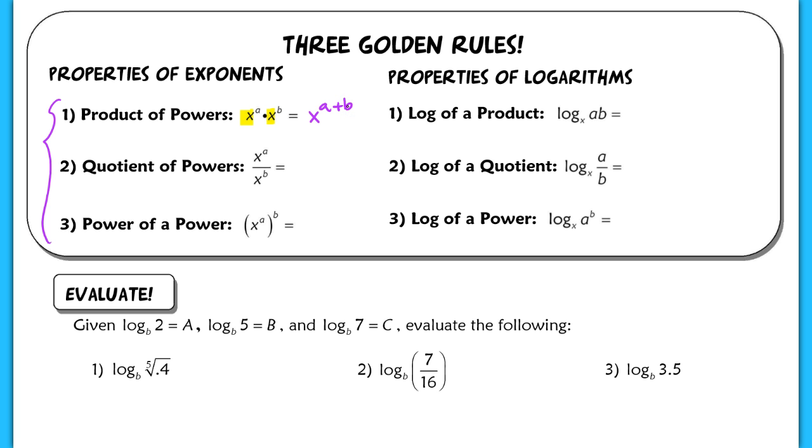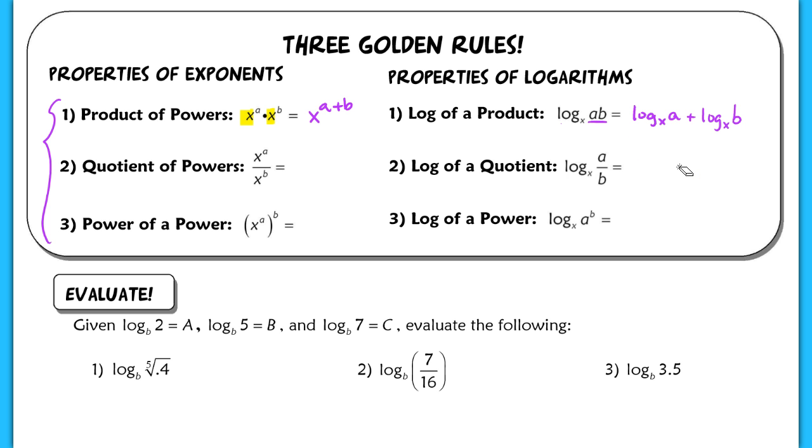Now, when we deal with logs and we take the log of a product, so here we have a product, it's the log of a times b, we can split up this log and add them, or make them the sum of two logs. So we can call this log base x of a plus log base x of b. Okay, so we're using the same base, and we're just splitting up our arguments into a and b separately, but log base x of a plus log base x of b.